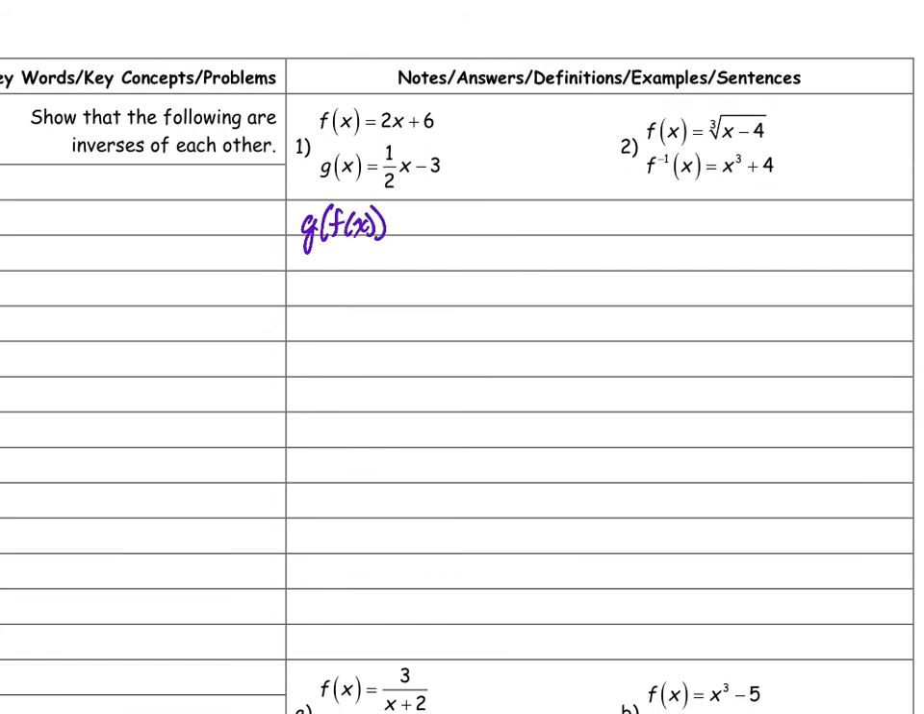So that means I know that f of x equals 2x plus 6. And so I'm going to do g of 2x plus 6, which is going to equal 1/2 times x, which is now 2x plus 6, minus 3. And half of 2x is 1x. And half of 6 is 3. And then I've got minus 3. So that equals x. So they're inverses of each other.